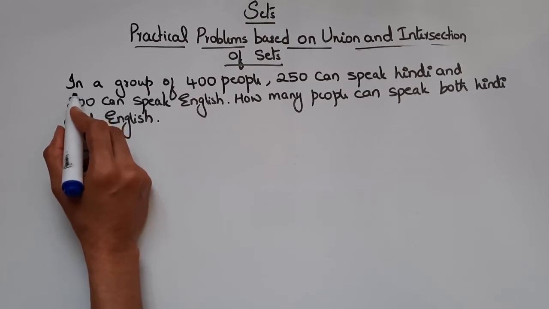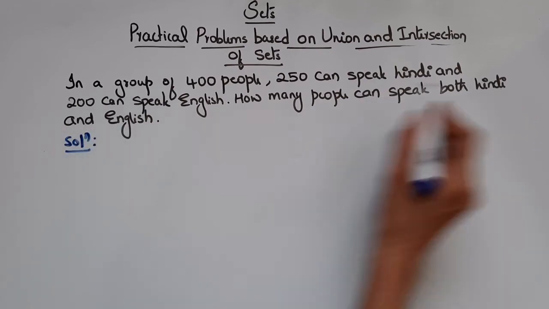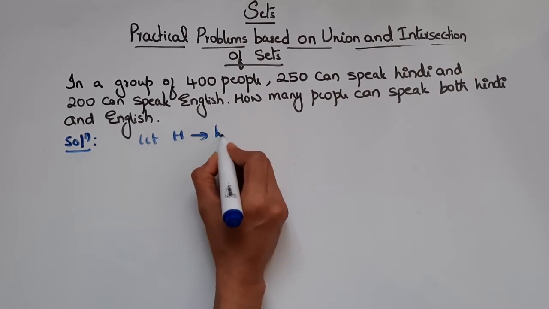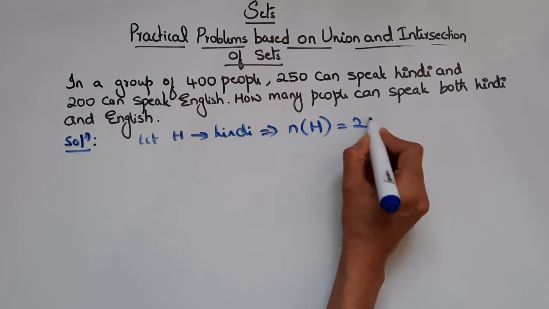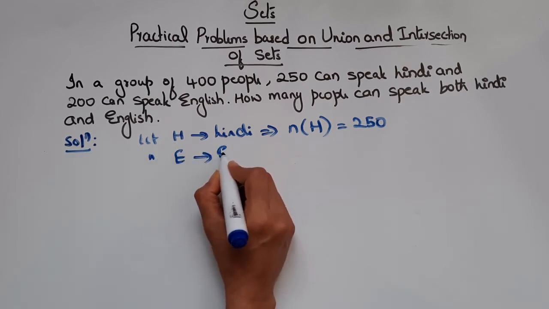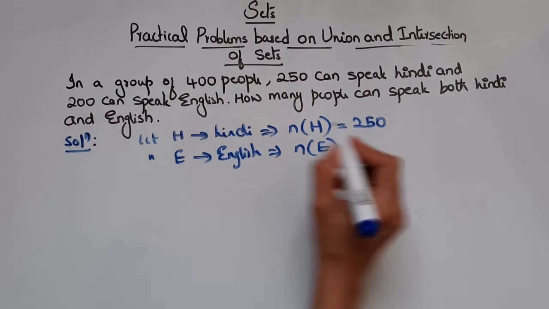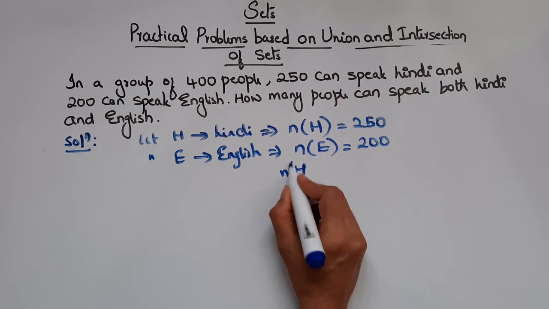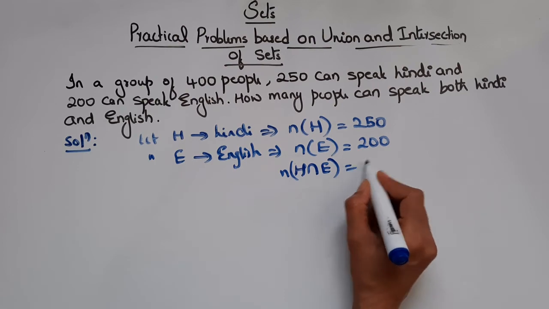So now let's see this problem. Here it says in a group of 400 people, 250 can speak Hindi and 200 can speak English. How many people can speak both Hindi and English? So let H be the set of people who are speaking Hindi. So this is nothing but the number of people who are speaking Hindi is 250, and let E be the set of people who are speaking English. So the number of people who are speaking English is how many? 200. How many people can speak both Hindi and English? That means we have to find the number of people who are speaking both Hindi and English, which is H intersection E, which is equal to how much, right?